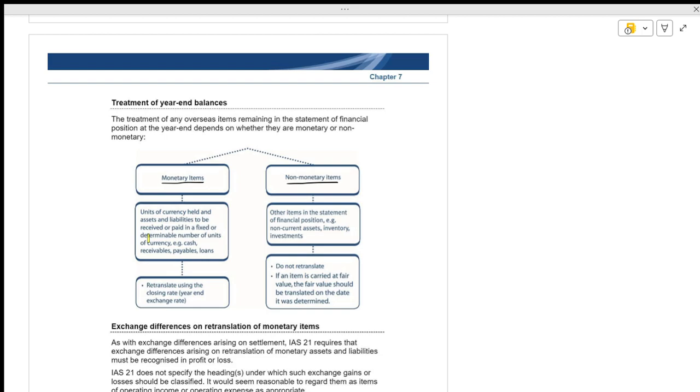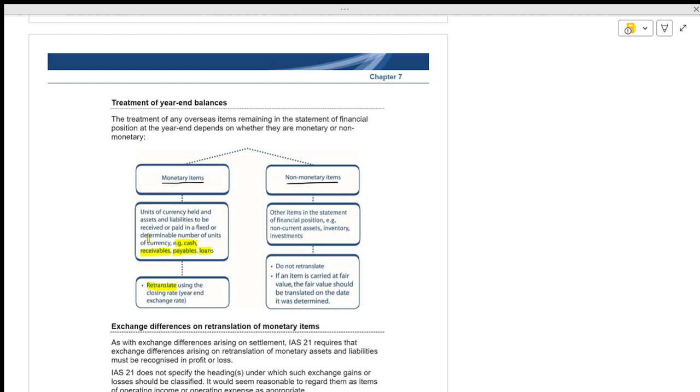What are the monetary items? You have the cash, receivables, payables, and loans. And it has to be retranslated. These are the things which are always monetary items: cash or near to cash. They are talking very clearly about cash, receivables, payables, and loans. It has to be retranslated.